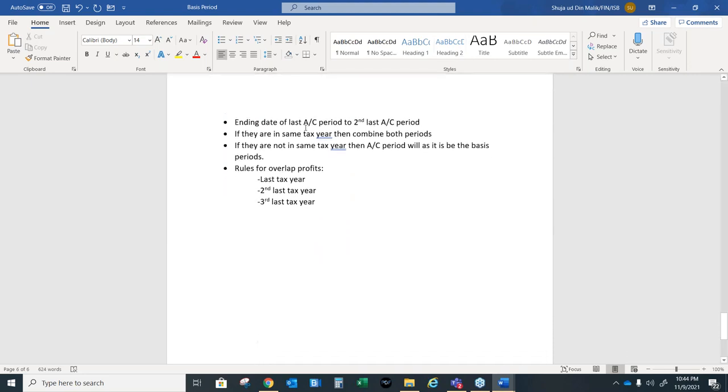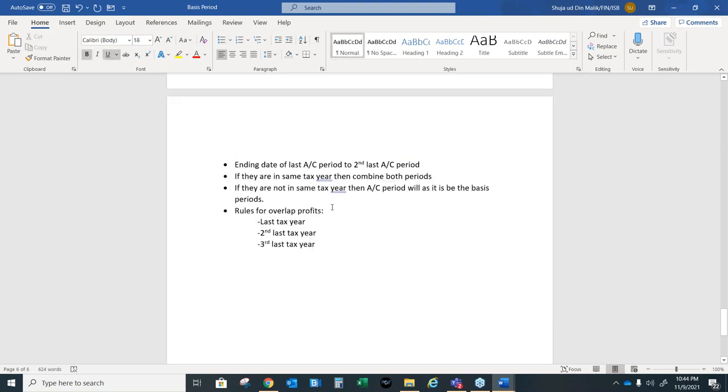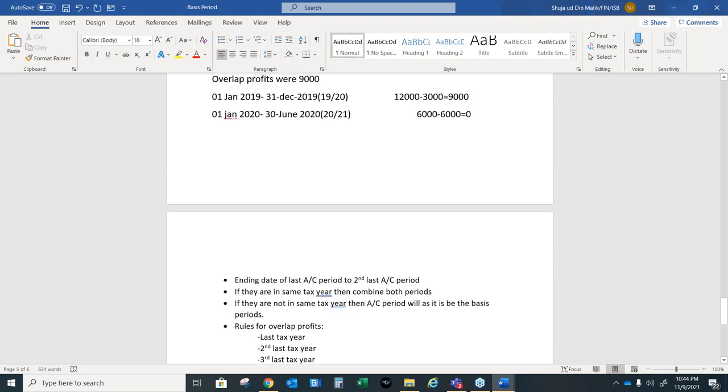It is written over here: the ending date of the last accounting period and the second last accounting period. How many years can you carry back the overlap profits? There is no particular restriction on that. You can carry them back until you get them sorted. If they are in the same tax year, then you have to combine both the periods. If they are in different tax years, the accounting period will be the basis period. Rules for overlap profit: first the last tax year, then the second last tax year, third last tax year, until you get all the overlap profits sorted.